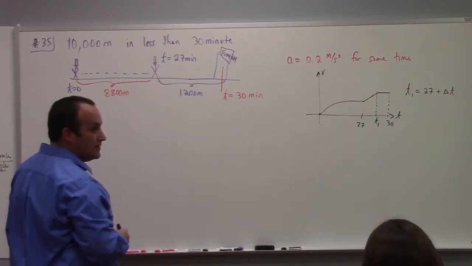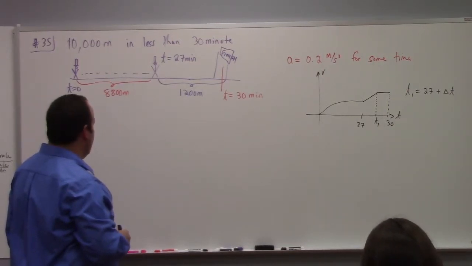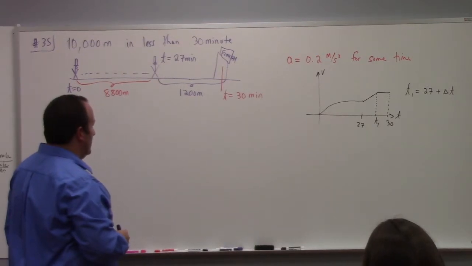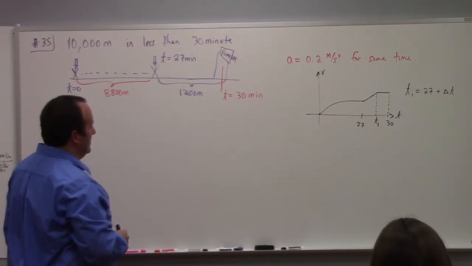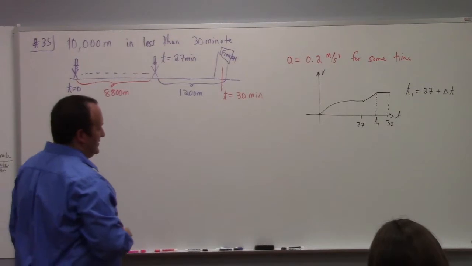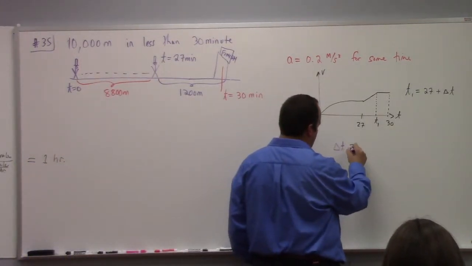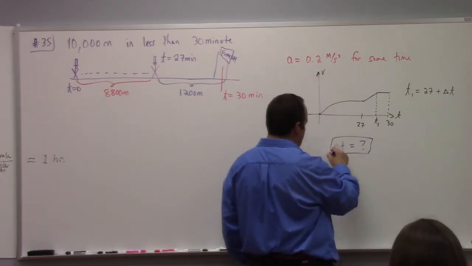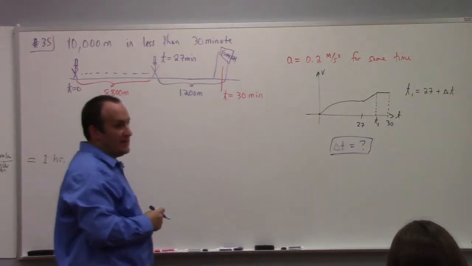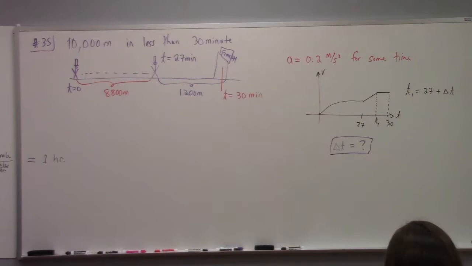What is the big picture of this? Like, what are we trying to figure out? We're supposed to figure out what is delta t? Like the question is, how much time do they need to accelerate in order to make it to the finish line in time? Like how much time do they need to accelerate at 0.2 meters per second squared?